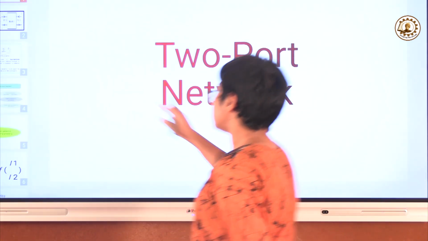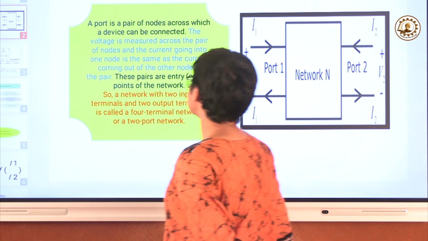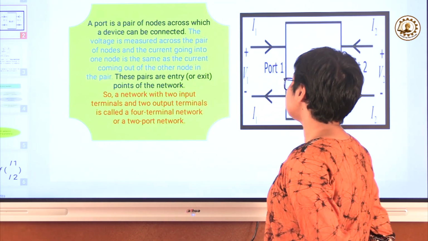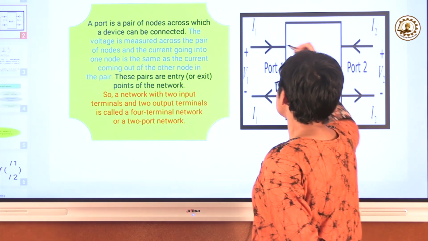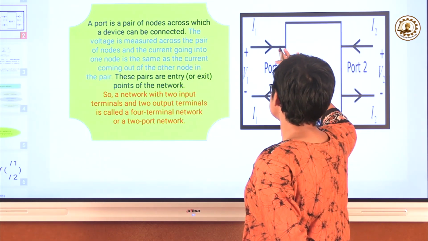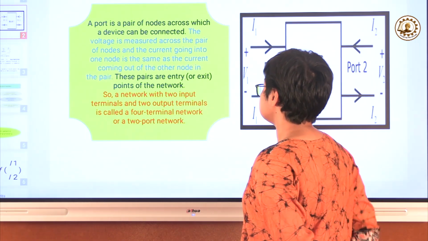Two-port network. Now first, what is a port? A port is basically a pair of nodes across which a device can be connected. So these are the nodes and this is the port across which a device can be connected.